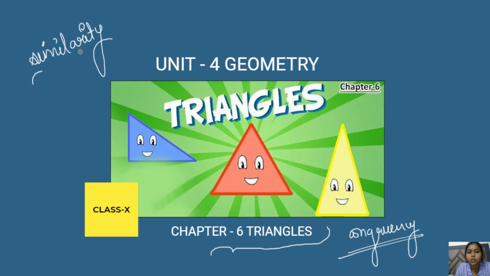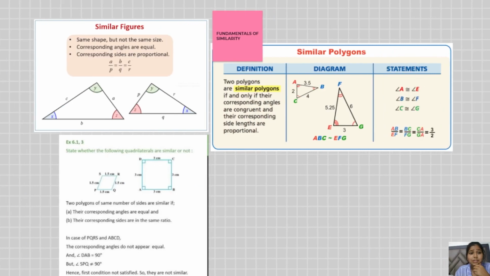We have studied congruency and now we are going to study similarity, and this sign is the sign which generally represents similarity. So we are going to study what similarity is, what similar figures are, how triangles are similar, and certain theorems also. So let's start with similar figures, right?